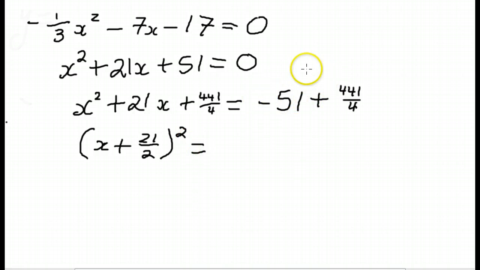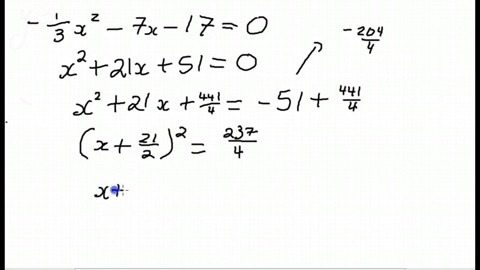Let's simplify the right-hand side. Negative 51 will be negative 204 over 4 plus 441 over 4 simplifies to 237 over 4. Now we want to take the square root of both sides. The square root of something that's squared is just that something. So x plus 21 over 2. And this will be root 237. And the square root of 4 is 2. So it's root 237 over 2. This won't simplify. So we remember that this is plus or minus root 237 over 2.